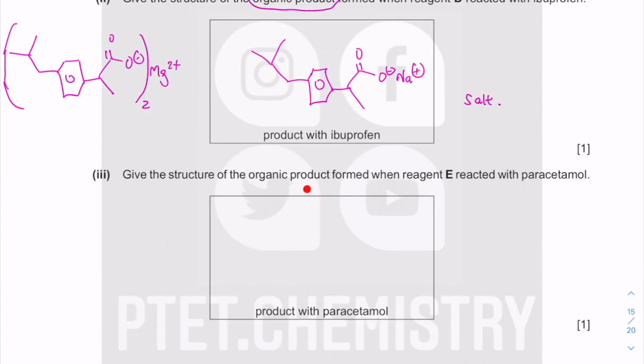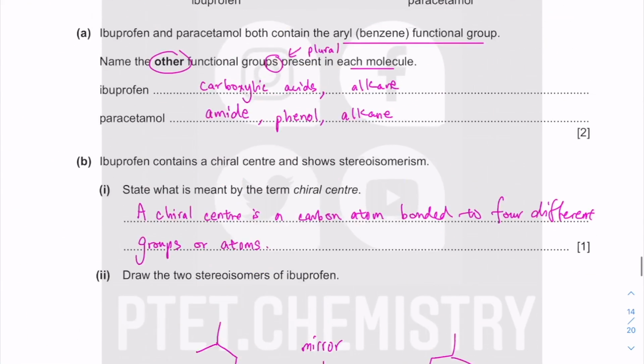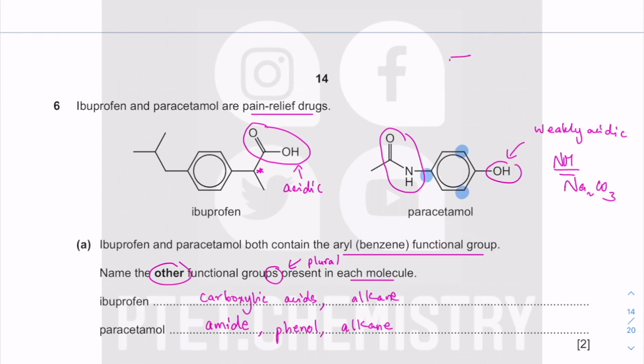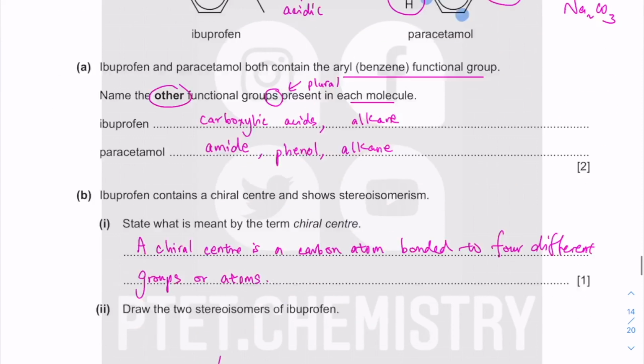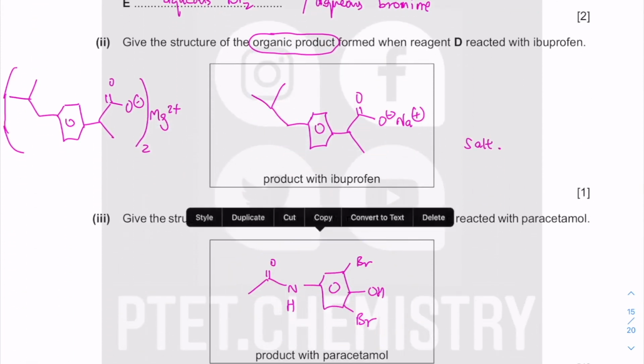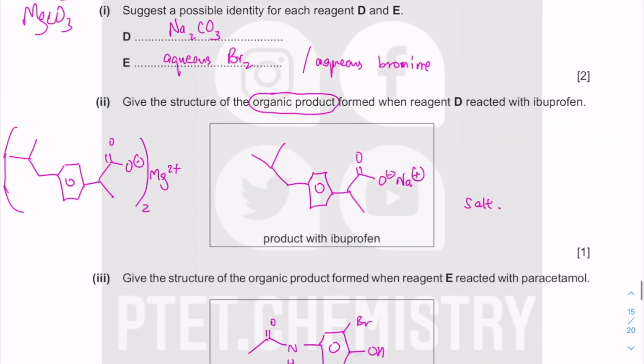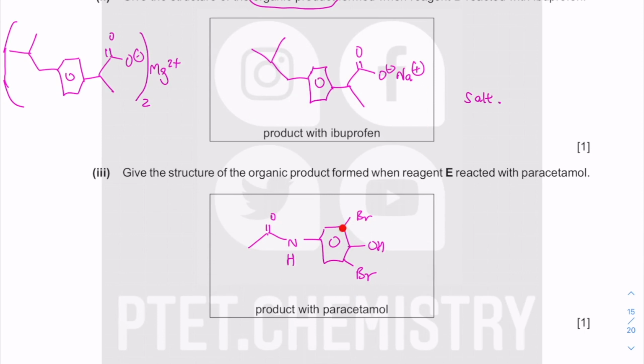Now the structure of the organic product when E reacts with paracetamol. So I knew it was to do with electrophilic substitution, so that OH, and I just draw the amide first, and I have Br and Br there. So this is the electrophilic substitution reaction, and it's going to be a white precipitate because in aqueous bromine this thing is insoluble in water, and it will come out as a white precipitate in the presence of water. Okay, so electrophilic substitution, the CH has been replaced by CBr.